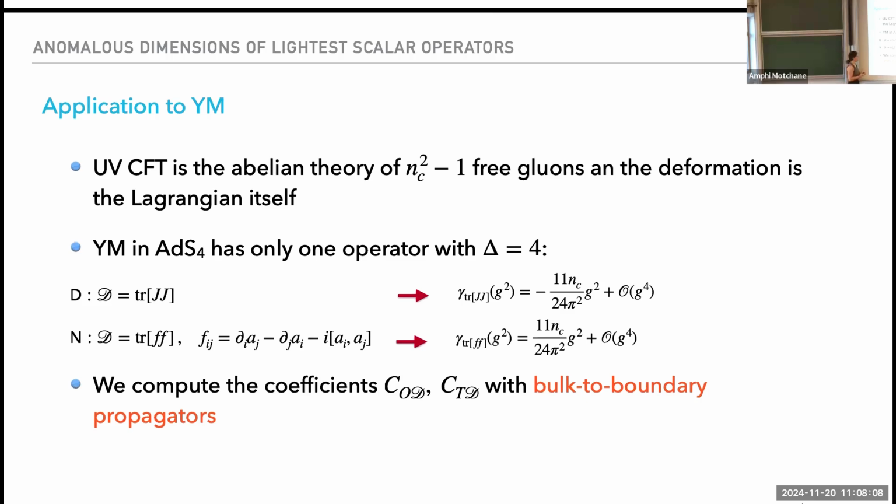I will comment more later on this, but let me stress that the anomalous dimension that we find for trace JJ is negative. This means that the displacement operator approaches marginality with the Dirichlet boundary condition, while we have the opposite behavior when we instead choose Neumann boundary condition. So the correction is instead positive.